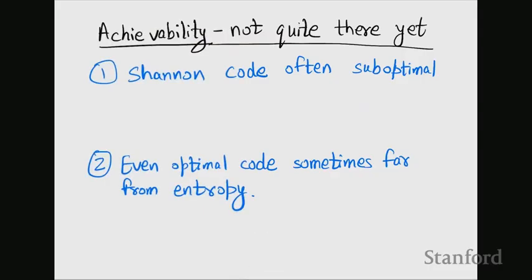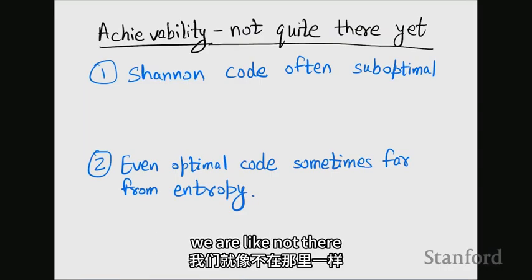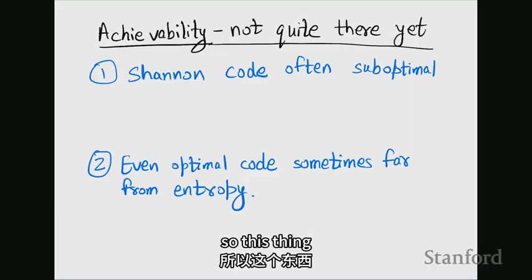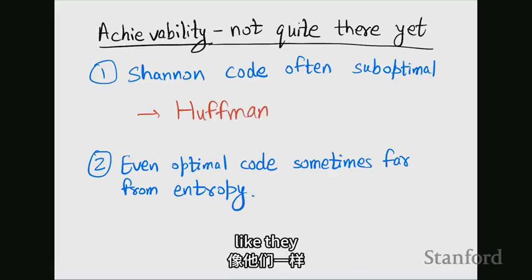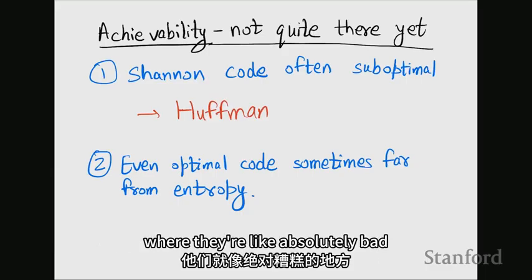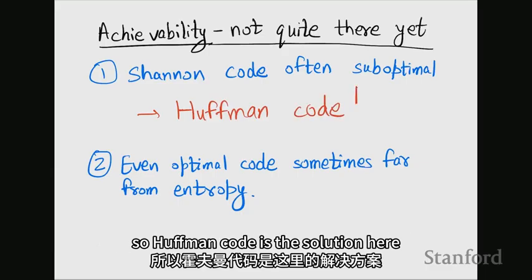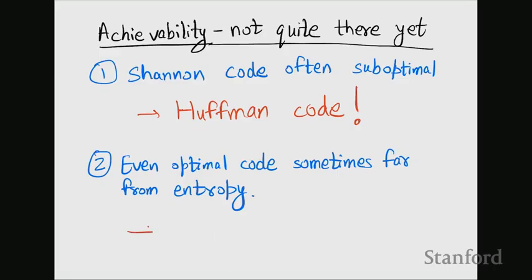Right. So clearly we are not at achievability. We are not there. So this thing we will solve with Huffman code. We saw that Shannon codes are sometimes just bad, and you will see an example in the quiz today where they're absurdly bad. So Huffman code is the solution here, and you will see that in the next lecture.